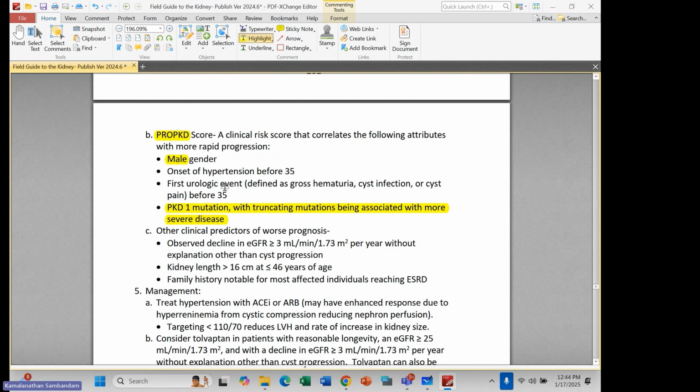Male patients generally have worse prognosis. Patients who have early onset hypertension have worse prognosis. And having a quote unquote urologic event, and having it happen early, is also a risk factor that carries worse prognosis. This has been described for a long time, but it's not entirely clear why. This is part of the pro-PKD score. So you'll elicit from your patient, did you have a cyst infection or an admission for severe cyst pain or gross hematuria at a young age? If so, that would be a point on the pro-PKD score, a predictor of worse prognosis.